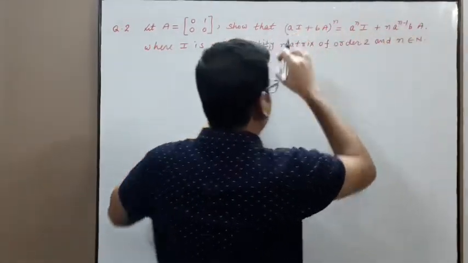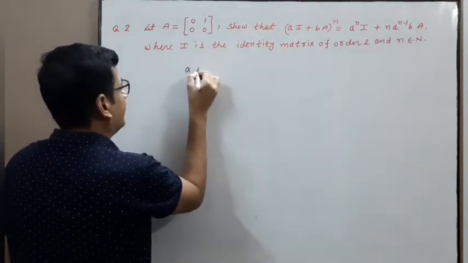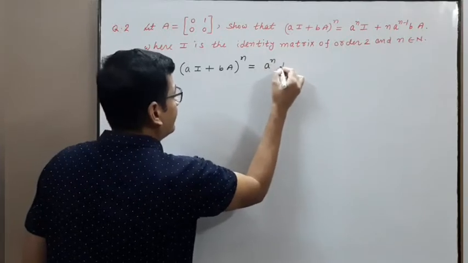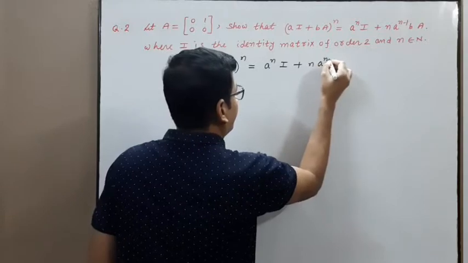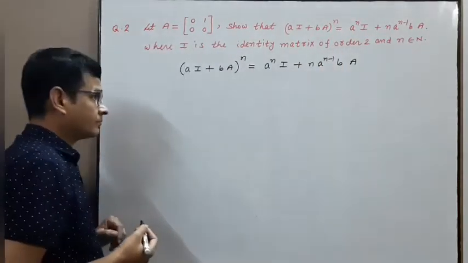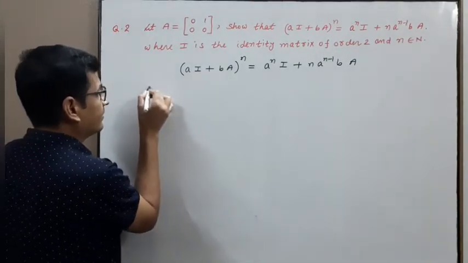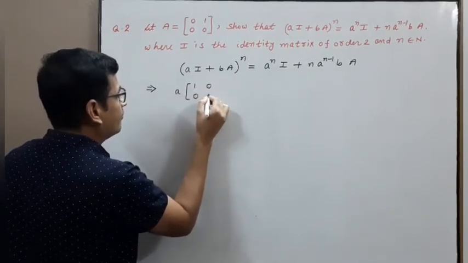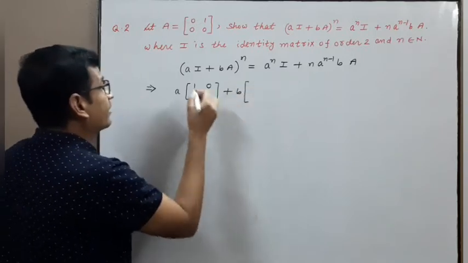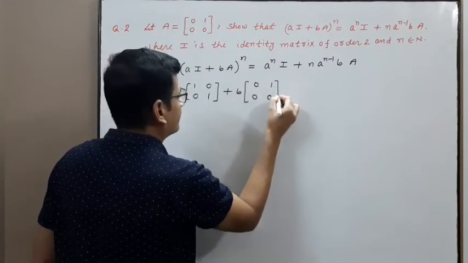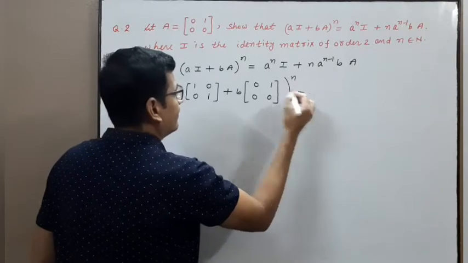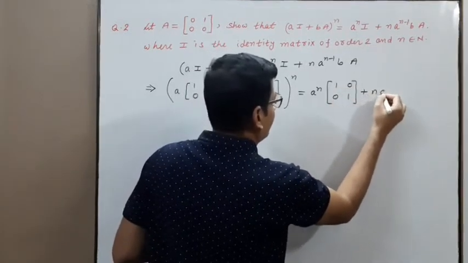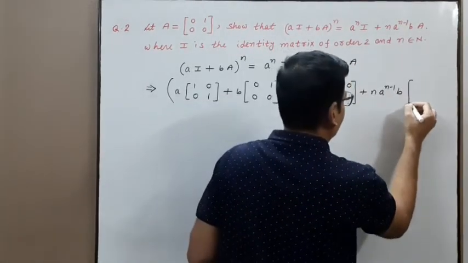First convert this equation in terms of matrices. So please simplify. (aI plus bA) raised to the power n is equal to a raised to power n I plus n a^(n minus 1) b into matrix A. We can also write this: a into identity matrix, identity matrix means 1 0 0 1, plus b into matrix A, matrix A means 0 0 1 0, and whole raised to the power n is equal to a raised to the power n, identity matrix 1 0 0 1, plus n a^(n minus 1) b into matrix A.